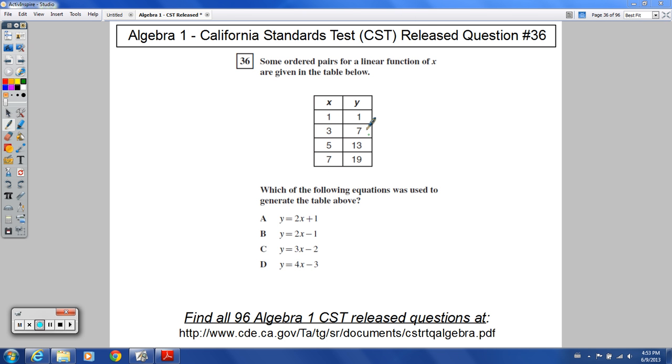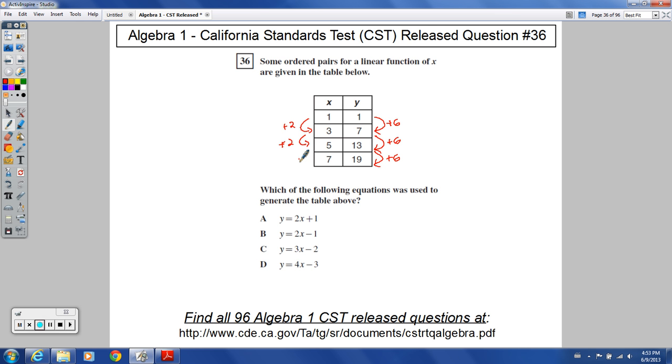You could plot these points and use slope-intercept form. You could see where the y-intercept is and find the slope of that. That's a valid way to do this question. I'm going to try to find the answer without drawing a graph. I notice every time I go from one value to the next, I'm adding 6 to the y values for every time I add 2 to the x values.